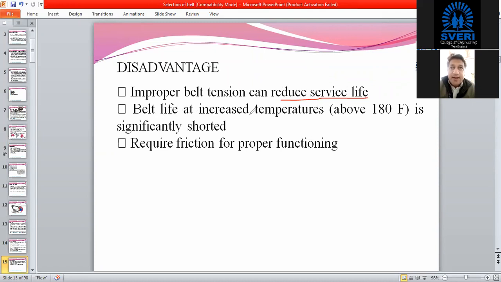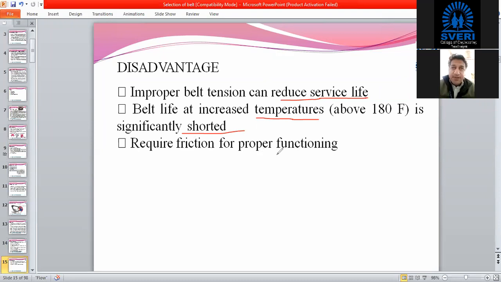Then belt life at increased temperature, that is, more than 180 degrees Fahrenheit, is reduced. Because in such applications where the temperature is higher, like if you use these belts near a boiler or in some food industries where steam is used for various applications, and the temperature is more than 180 degrees Fahrenheit, then this V belt will give less life as compared to the recommended temperature range, that is minus 30 degrees Fahrenheit to plus 180 degrees Fahrenheit.